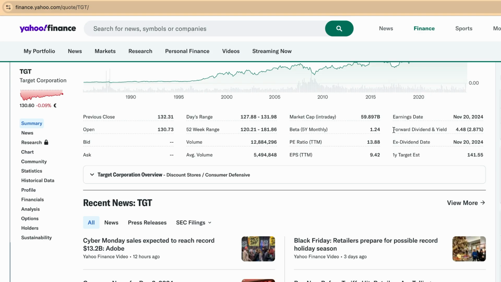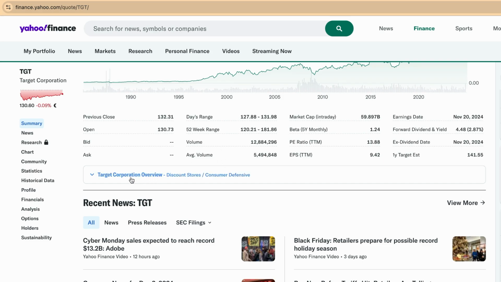You'll also see your forward dividend and yield. So Target does pay a dividend. So this is what you would be getting. I believe this might be a quarterly dividend, but don't quote me on that for Target. The ex-dividend date is the date by which you must have held Target stock in order to get the dividend.